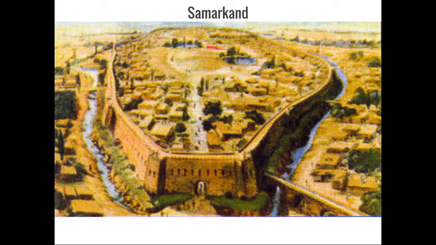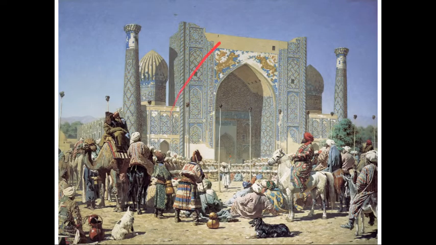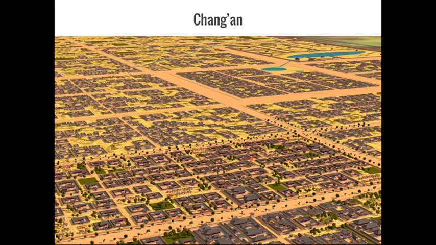So here we see the city of Samarkand, what it would have looked like back then. This is another picture of Samarkand at a later point. So you see all these merchants, horses, camels, these large animals carrying lots of stuff.